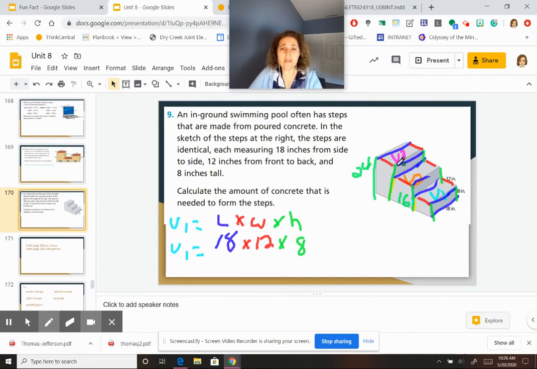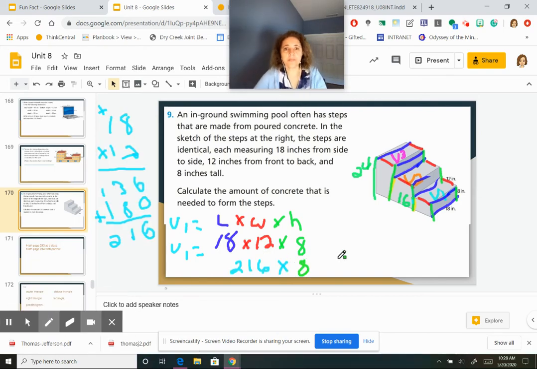So the easiest thing to do is to find out what 18 times 12 is, and then that's going to be common to all of these, and then all you have to do is multiply it by the different heights. So go ahead and do what 18 times 12 is, and then come back to me.